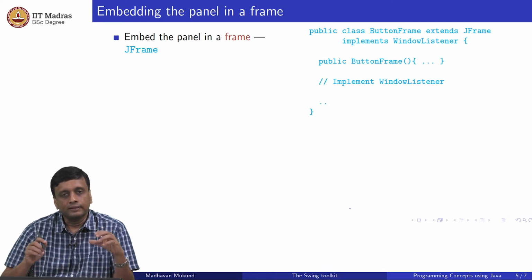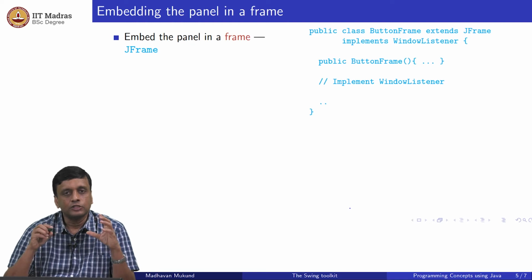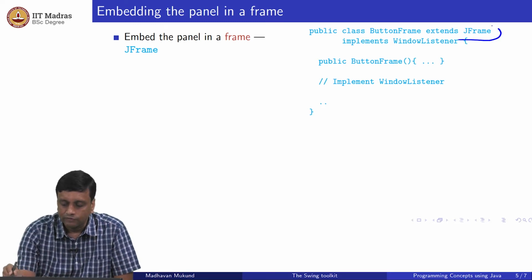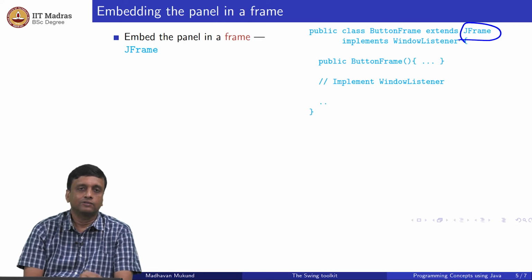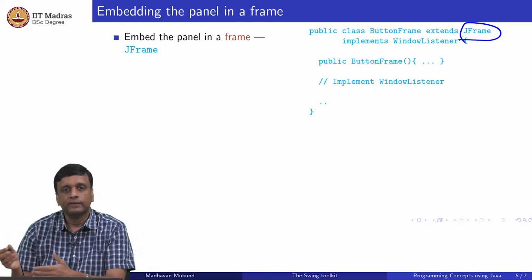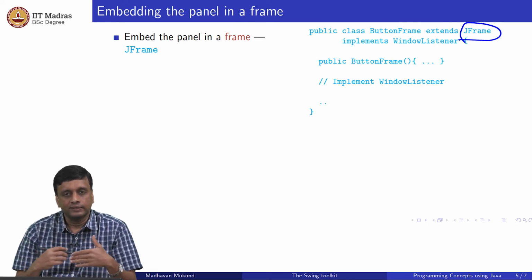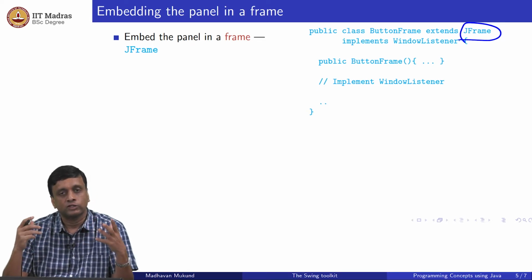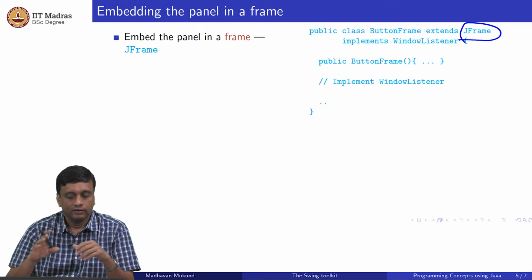Now remember that the panel itself needs to be sitting in a frame, because the frame is what Java can display. So we need to create something which is of type JFrame. So remember, JButton, JPanel, now JFrame. The button is embedded in the panel and the panel is embedded in the frame, and the frame is what Java can actually display.